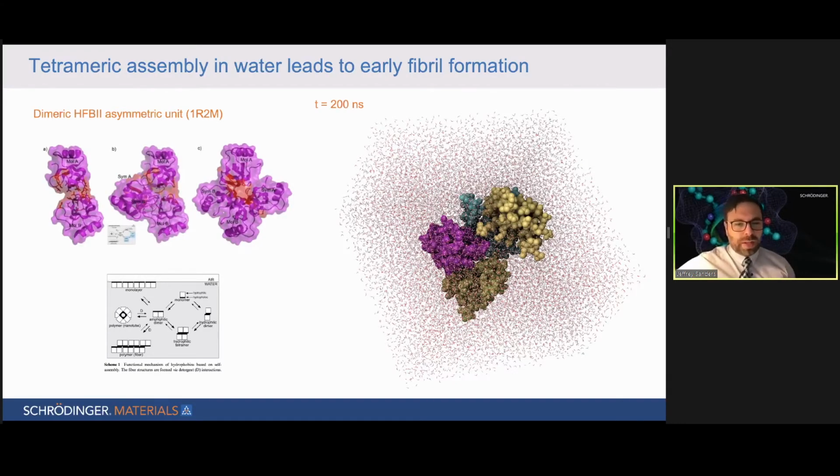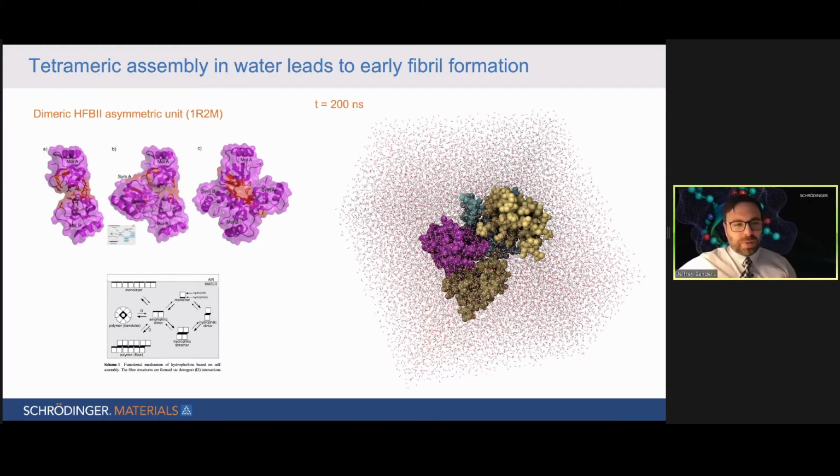So we can take the simplest one. We can look at hydrophobin 2. We can look at a tetramer. We know what the crystal structure looks like. We can pop it in water. We can run the simulation for 200 nanoseconds. We could run it for longer. This is just the shortest amount of time to get some interesting behavior.